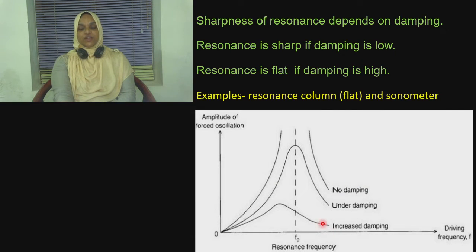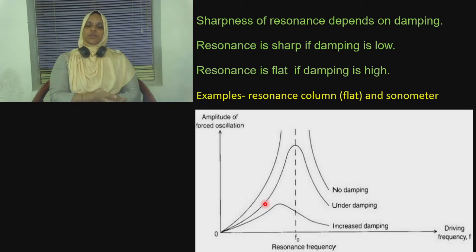In the case of an oscillator with very high damping, the curve will be like this, which we can call a flat resonance. And in the case when the oscillator has very low damping, the curve will be sharp. This curve will be sharp, and we can say that the resonance is sharp.